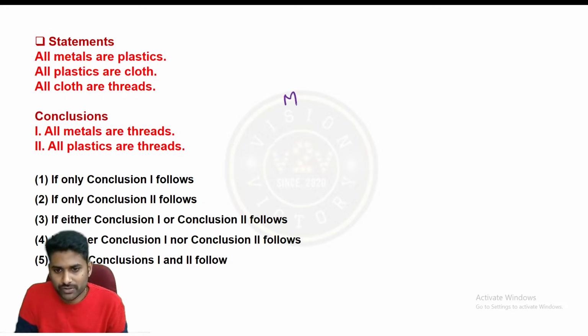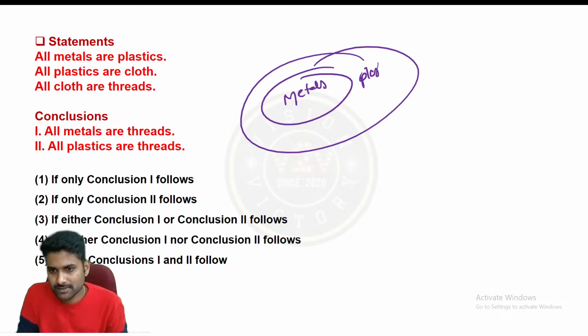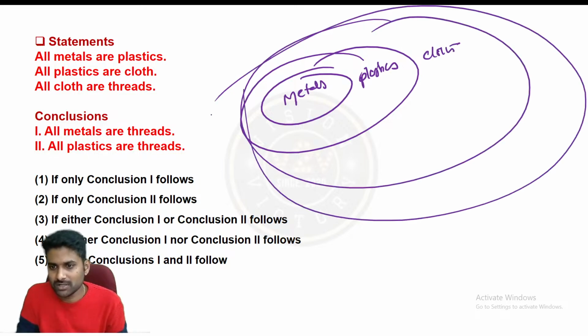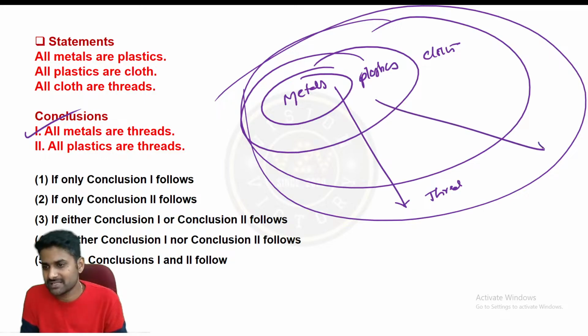Now, look into this question. All metals are plastic. All plastic are cloth. All cloth are thread. All metals are thread. Yes, we can see all metal into the thread. So valid. All plastic are thread. All plastic is also thread.